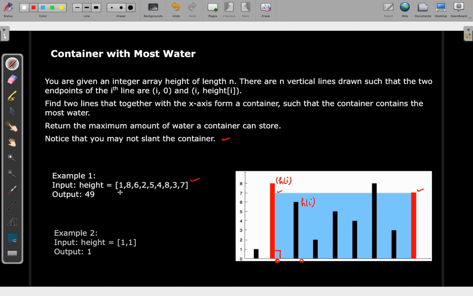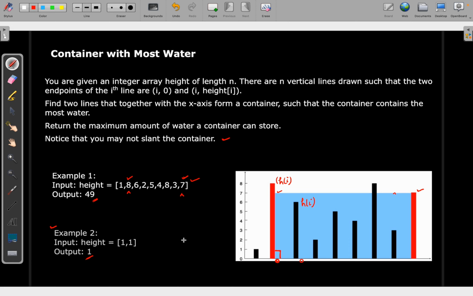And here you can see in example one, this is my array with these vertical lines. These are the two heights that I can take for forming the container, and the distance between them is 7, and the water level is also 7. So that's why the output is 49. Similarly, in example 2, we have two heights of 1 and the distance between them is also 1. So the output is 1.